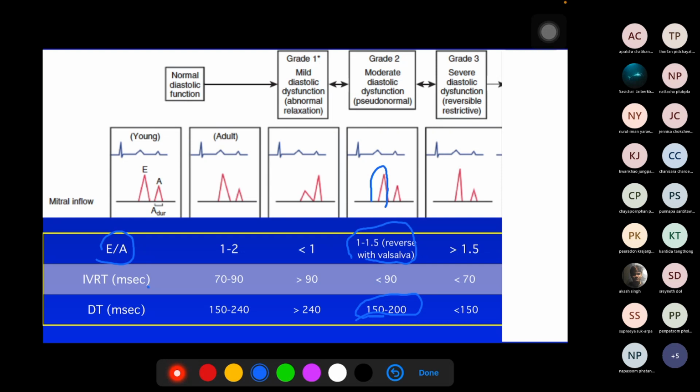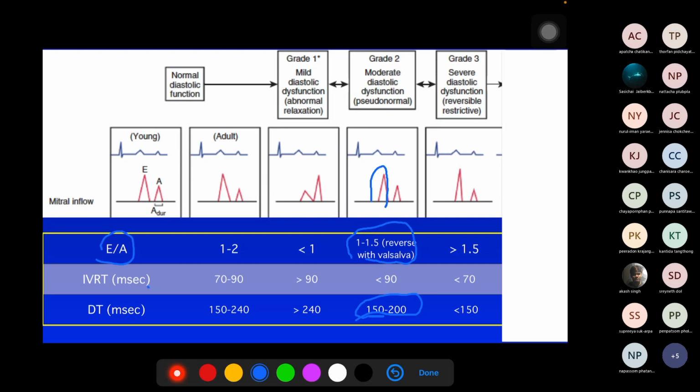Okay, and then grade 3. When the grade 2 progresses to grade 3, this means the LA pressure has accumulated high pressure. So you might see the E is over A, the same, but in this one the IVRT and DT are very, very short. In grade 3, the IVRT is less than 70 and the DT is very short.